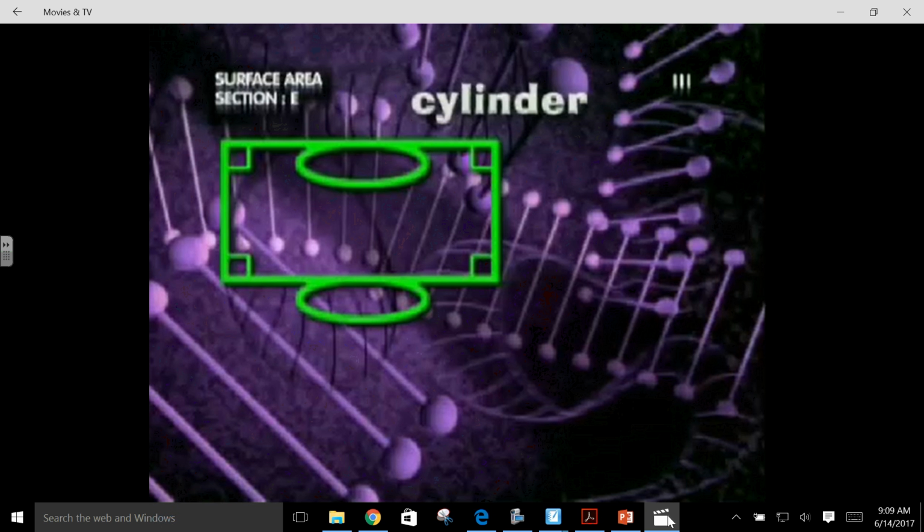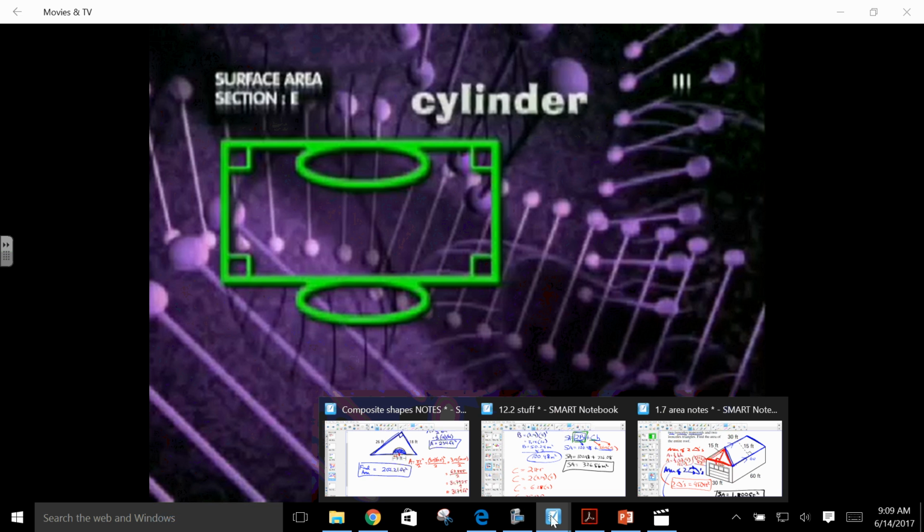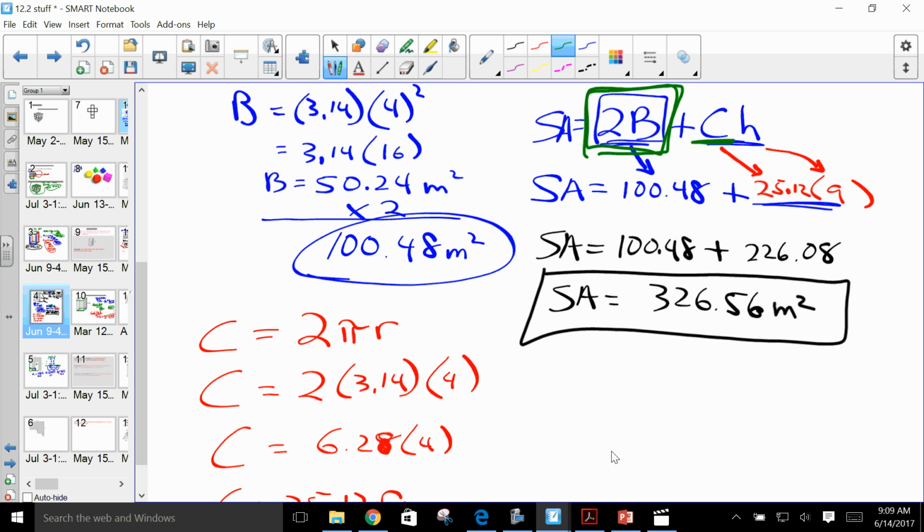So this is length times the height. But instead of length, it's circumference times the height, because the circumference is the length of that rectangle when you close it in. That's why the formula is the way you see it. Some of you grasped what I said, and if not, you have to replay the video.